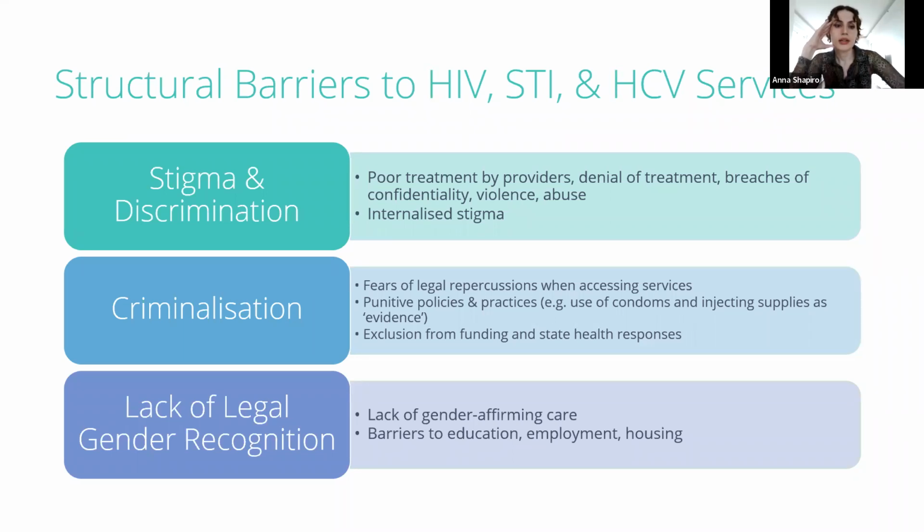And lastly, lack of legal gender recognition is a major structural barrier for trans and gender diverse people. It's very closely connected to the lack of gender affirming care in general, as well as barriers to education, employment, and housing, which exacerbate vulnerability. Next, please.